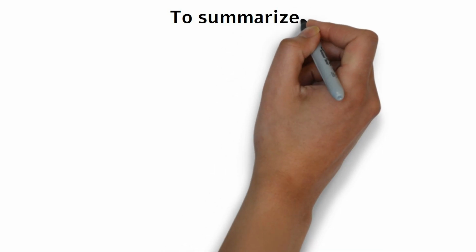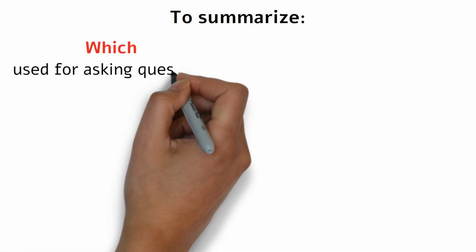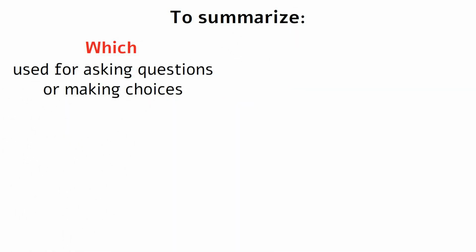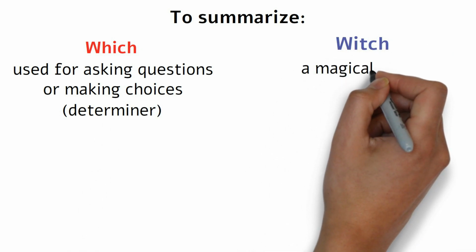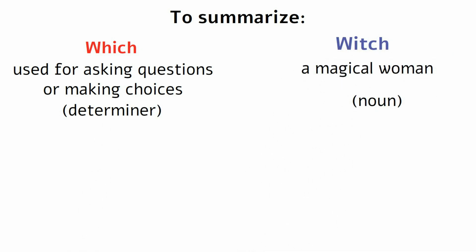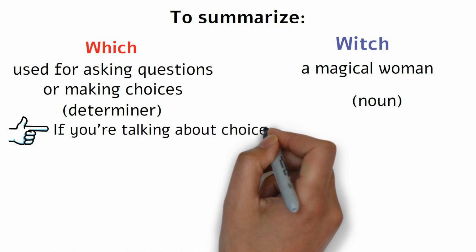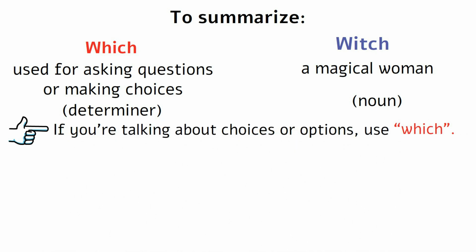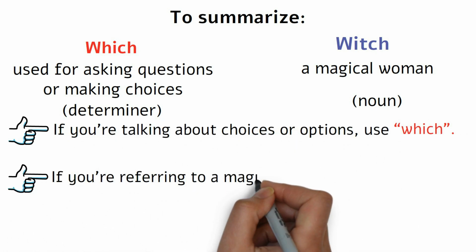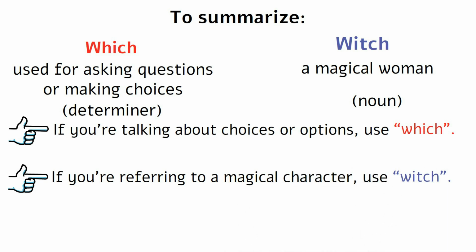To summarize, which is used for asking questions or making choices. Determiner. Witch, a magical woman. Noun. If you're talking about choices or options, use which. If you're referring to a magical character, use witch.